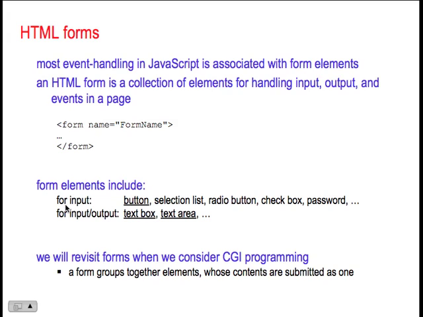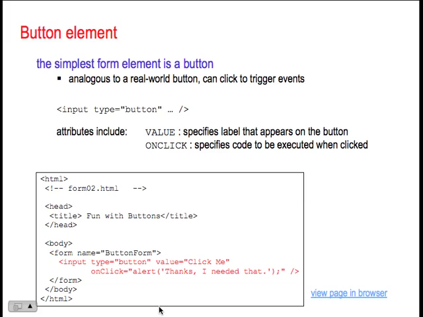Form elements include for input, let's say a button, a selection list, a radio button. We've seen all these items already, actually. And then for output, a text box, a text area. Probably a lot better than an alert box. And we'll visit forms also when we consider CGI programming. Towards the end of the course, I'll show you how HTML stuff can be used with other scripting languages. You won't be responsible for programming in them, but at least you'll get an idea how it's used with CGI, which is used a lot with, actually.